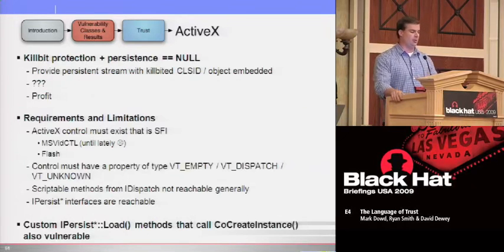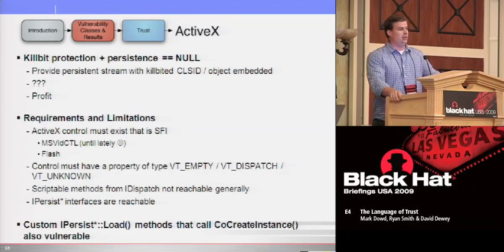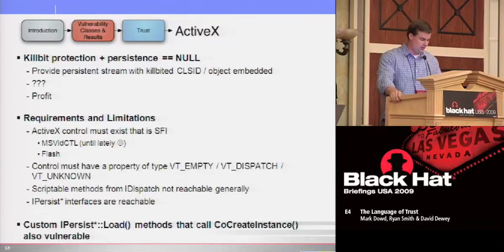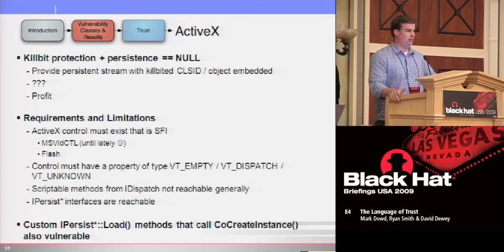So when you take killbit protection plus persistence, you basically end up with nothing. If an attacker were to provide a persistent stream with a killbitted class ID and an object embedded, they can then work off their imagination, and the end result is profit. The requirements to make this work: obviously an ActiveX control must exist that is safe for initialization, and you must be able to pass the persistent stream to it. MSVid control was a perfect example of this up until lately when it itself was killbitted, but there are a number of other controls like Flash and a few others that are still able to do this.